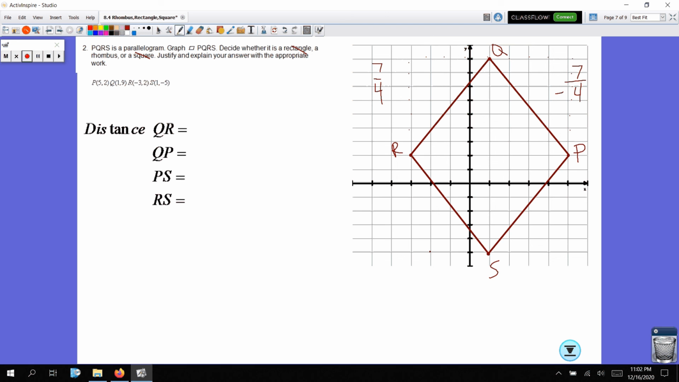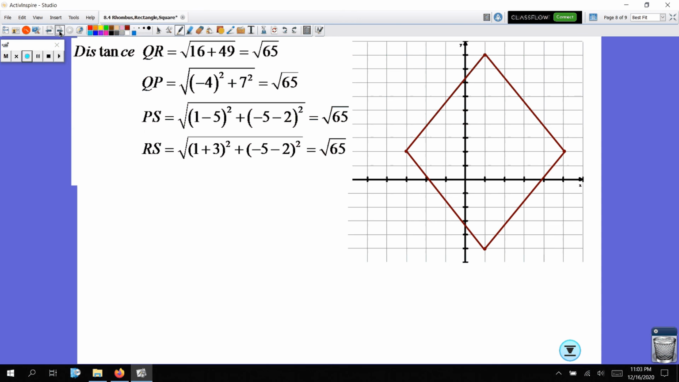So it's not perpendicular, so it's definitely not a square, and it's definitely not a rectangle. All right, so now we need to find the distance. We want to make sure that all 4 sides are congruent, because if they're not, then it's simply just a parallelogram. So pause the video and apply the distance formula to all 4 sides and see if you get the same length. Okay, so I got QR is the square root of 65, QP is the square root of 65, PS is the square root of 65, and RS is the square root of 65. So that means all 4 sides are the same length. It is a rhombus.